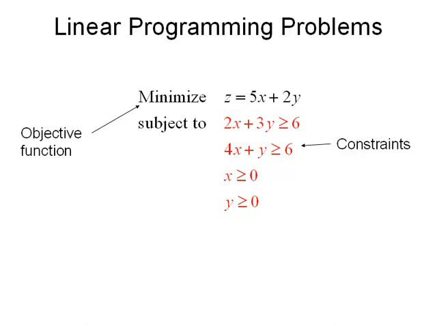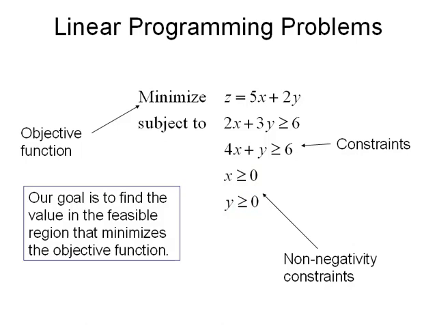As a part of these constraints, we have the non-negativity constraints. These are pretty typical for most linear programming problems because most of the time the variables represent numbers of items, and your numbers of items are not going to be negative. That's why we call them non-negativity constraints. So our goal is to find the value in the feasible region that minimizes the objective function.